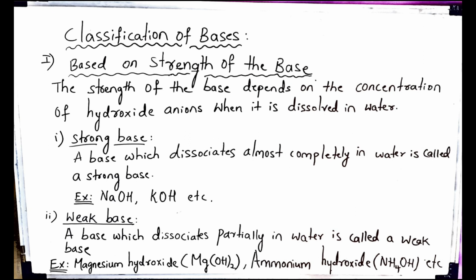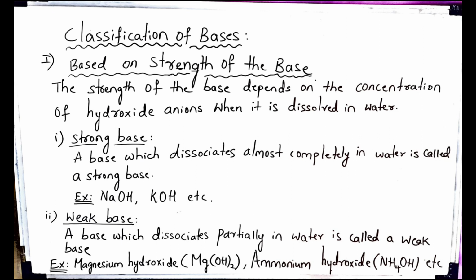The strength of the base depends on the concentration of hydroxide ions when it is dissolved in water. When a base dissociates completely in water, then we call that base a strong base. For example, sodium hydroxide and potassium hydroxide ionize or dissociate completely when dissolved in water. So, these bases are called strong bases.